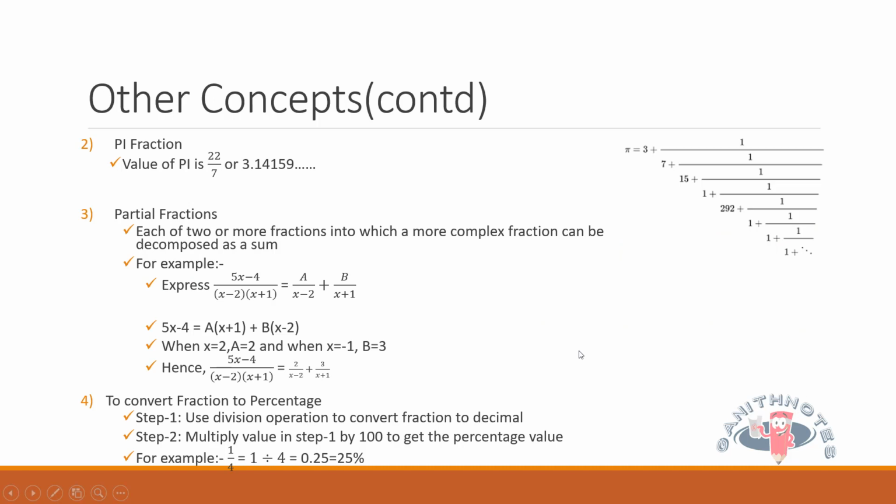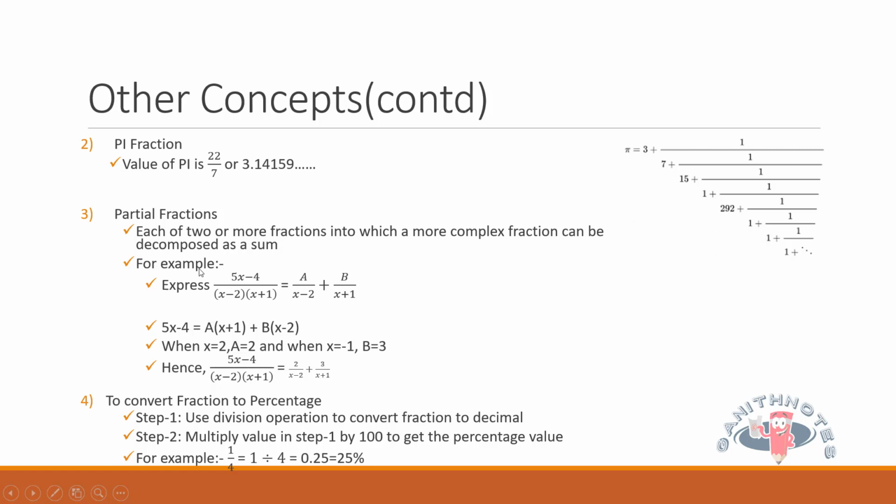Next concept would be the pi fraction. What is pi? Pi is calculated as the fraction 22 by 7, or it can be represented as 3.14159 etc. It is actually an irrational number, so the decimal value continues. I have just taken 5 digits after the decimal point. This pi fraction is represented as this figure that is shown over here.